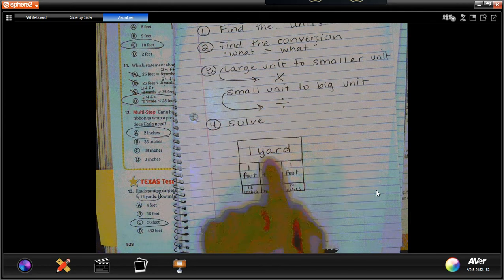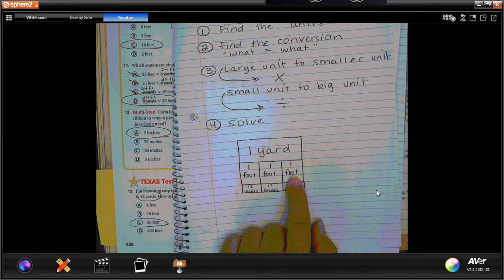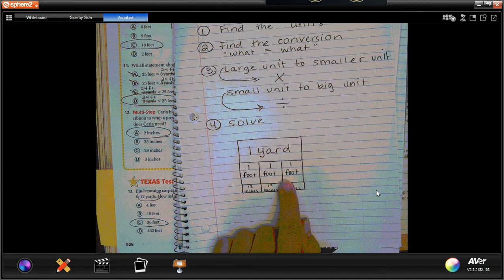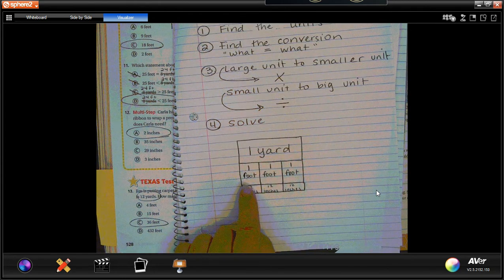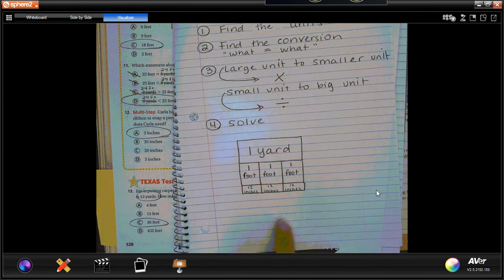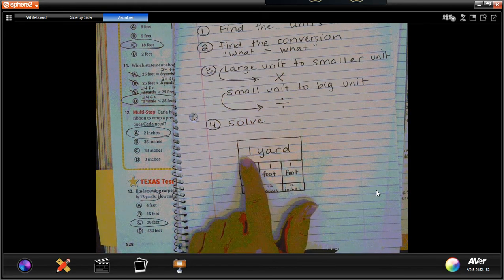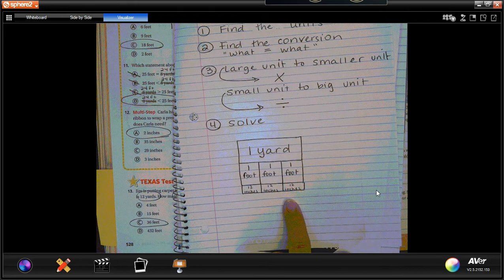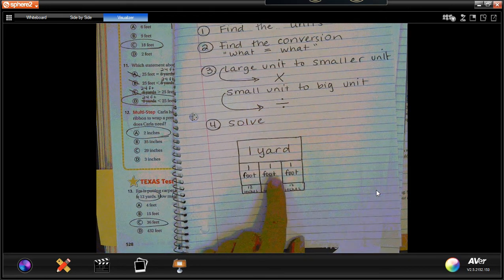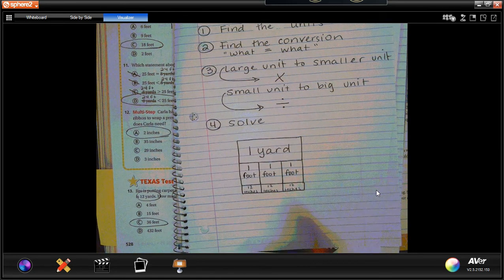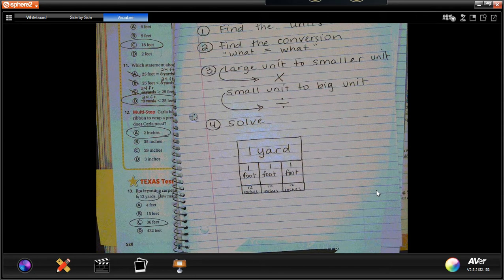So we know that 1 yard is equal to 3 feet. That is on the chart. And then we know that 12 inches is in 1 foot. So if I want to know how many inches are in a yard, I could draw this out and say, okay, if 1 foot equals 12 inches and there's 3 feet in a yard, then 12 plus 12 plus 12 gives me that 36. So therefore, 36 inches is in 1 yard.